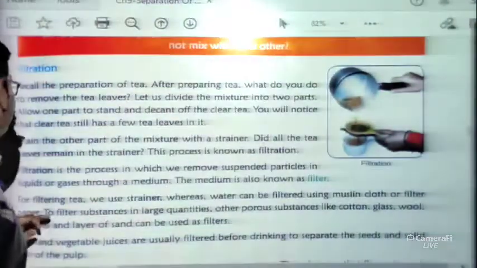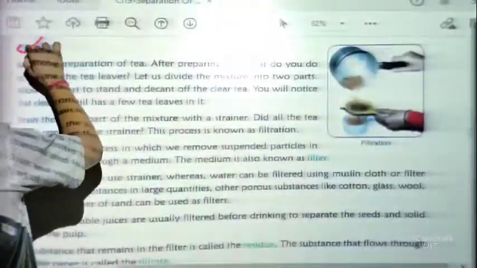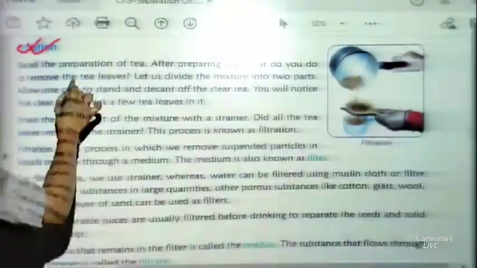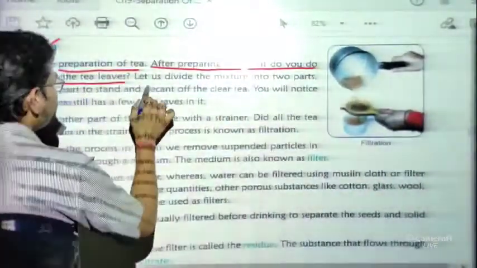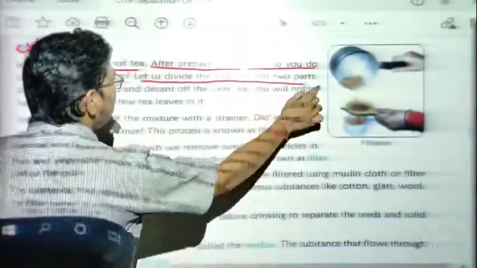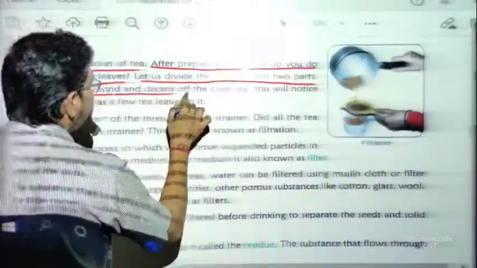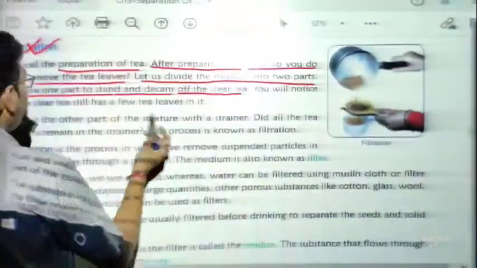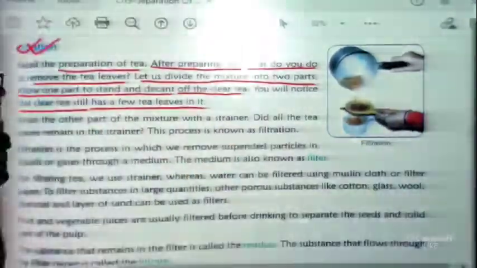Okay, next one is filtration, a very easy one. What is filtration? Filtration means nothing but to filter. Recall the preparation of tea. What will happen after preparing tea? What do you do to remove the tea leaves? Let us divide the mixture into two parts. Allow one part to stand and decant off the clear tea. Now you will notice that the clear tea still has a few tea leaves in it.